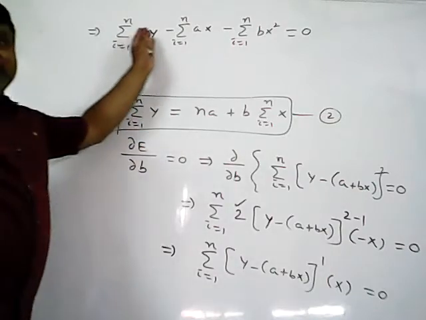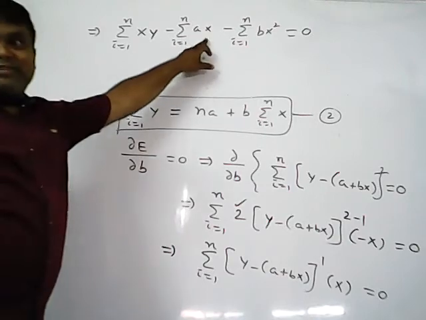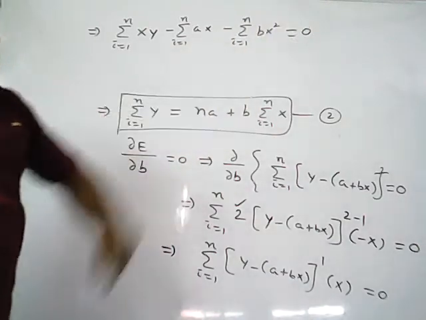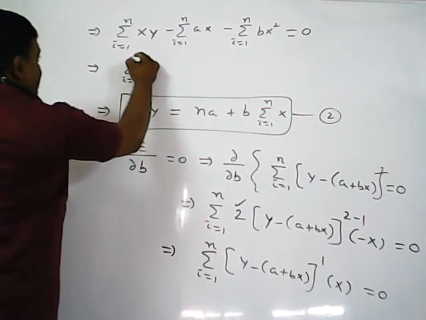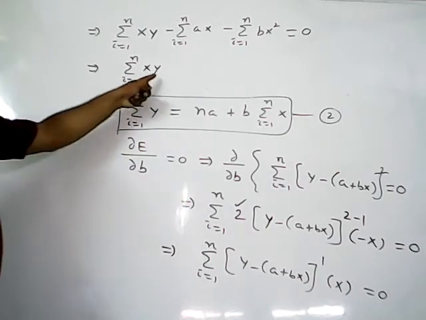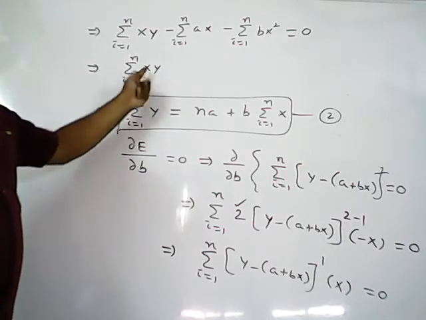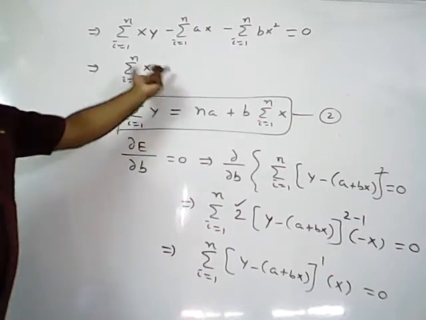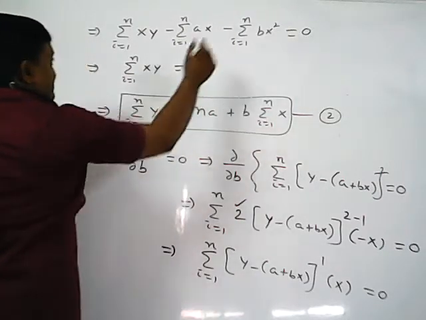What did I tell you? Y term separate, remaining terms separate. Where y is there, in this term y is there. In these terms y is not there. So separate the terms, and you can send these terms to that side. This is nothing but summation i equal to 1 to n xy, that means xi yi. Otherwise you can simply write summation xy, no problem. In the examination you can write summation xy if you have any confusion. Now send these terms to that side.